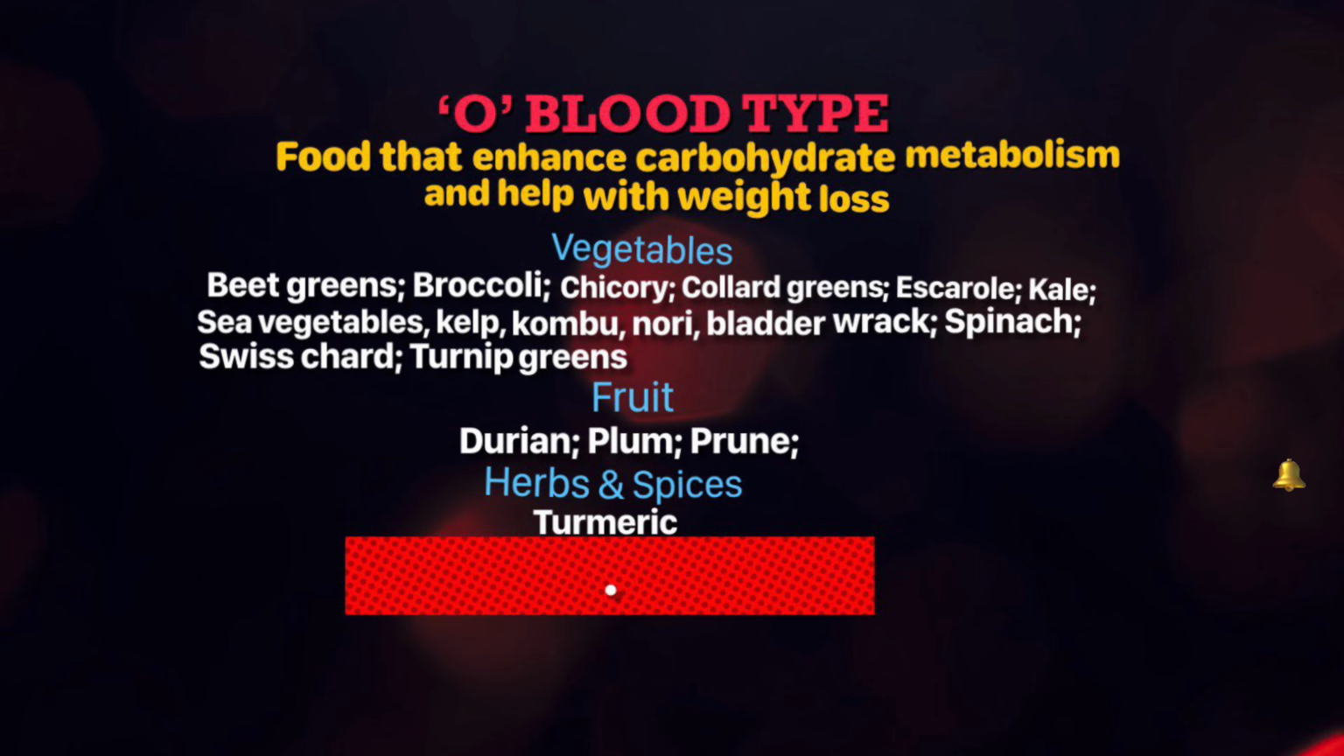Vegetables that help with your carbohydrate metabolism and help with your weight loss goals are beet greens, broccoli, chicory, collard greens, escarole, kale, sea vegetables like kelp, kombu, nori, bladderwrack, spinach, Swiss chard, and turnip greens.